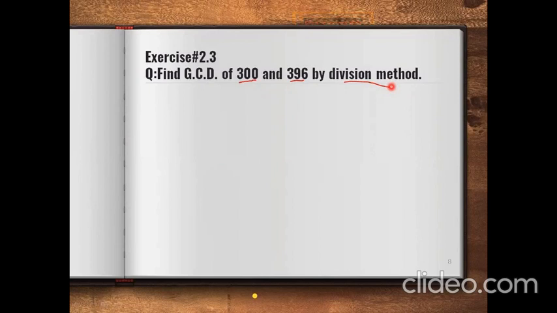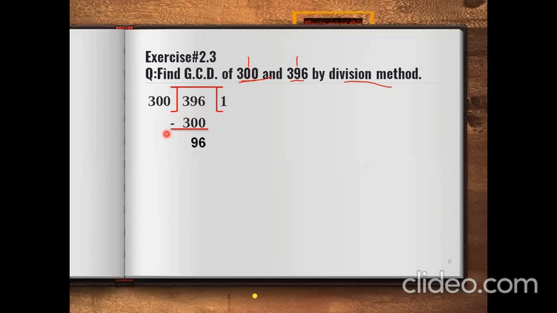Now for the division method, what you will do, you will take one number as a divisor and one as a dividend. Obviously the smaller number will be the divisor and the bigger number will be the dividend. So for this you will make this kind of box and you will write 300 outside the box, that is your divisor, and 396 inside the box. Now you are going to divide 396 by 300. So simply you will write 300 into 1 is 300, and now you will subtract it. After subtraction what you will get here? 96.